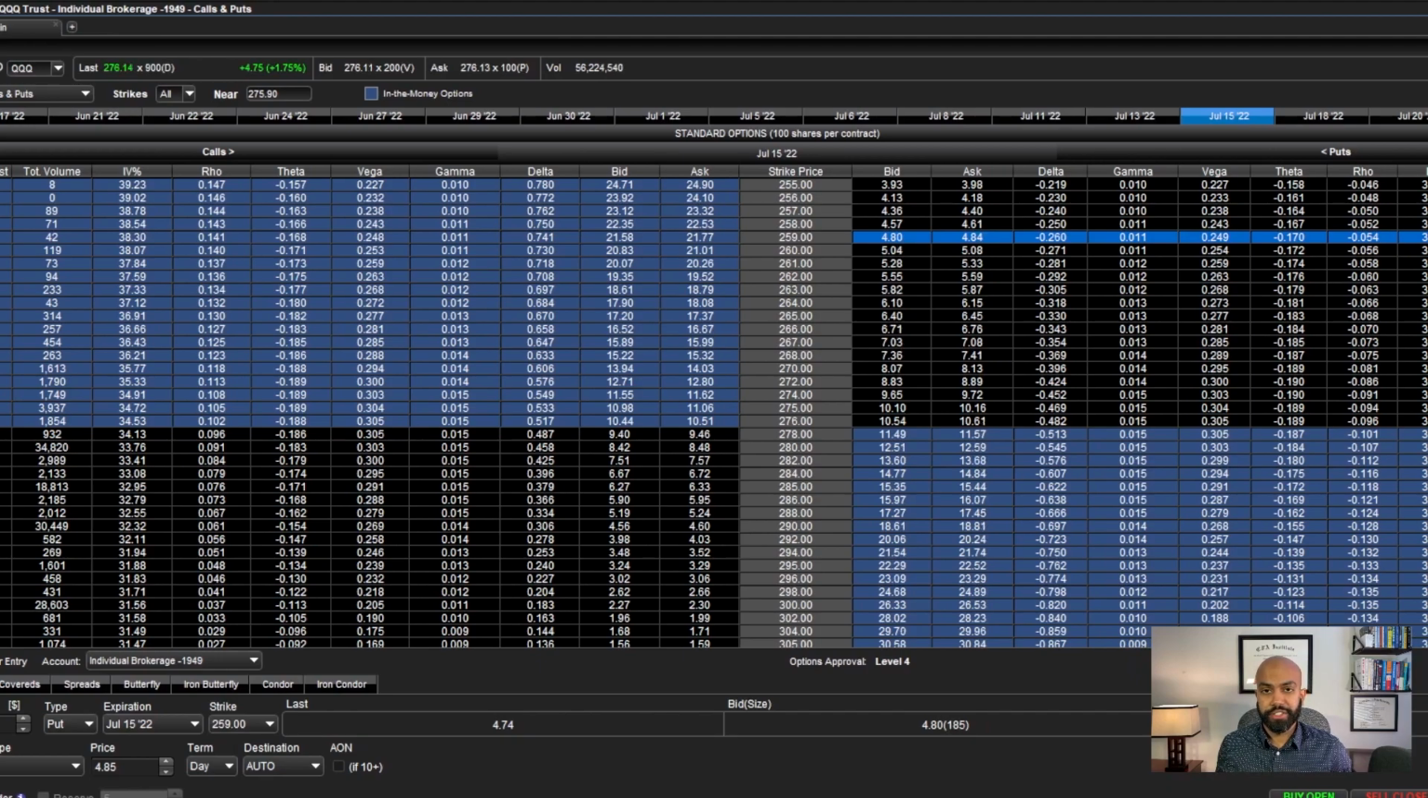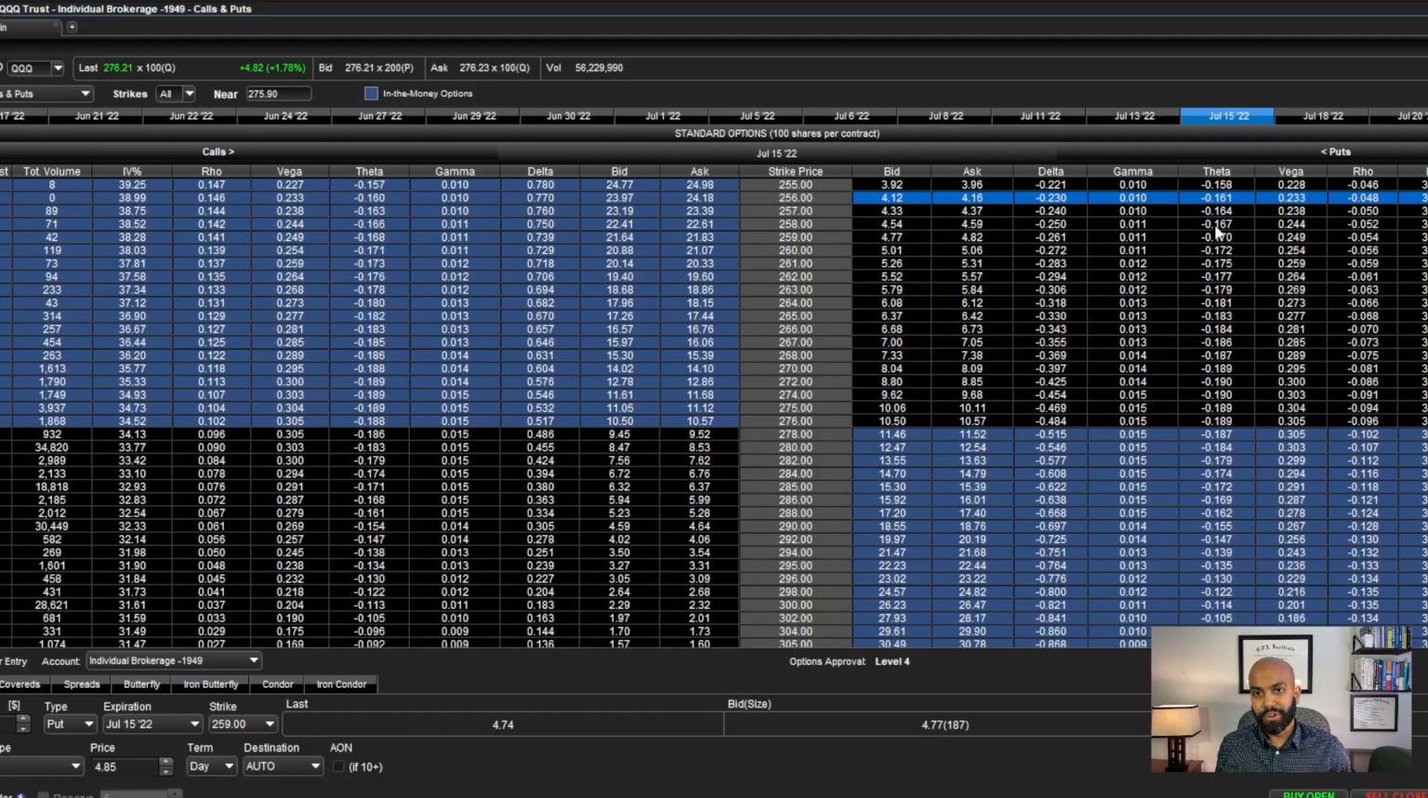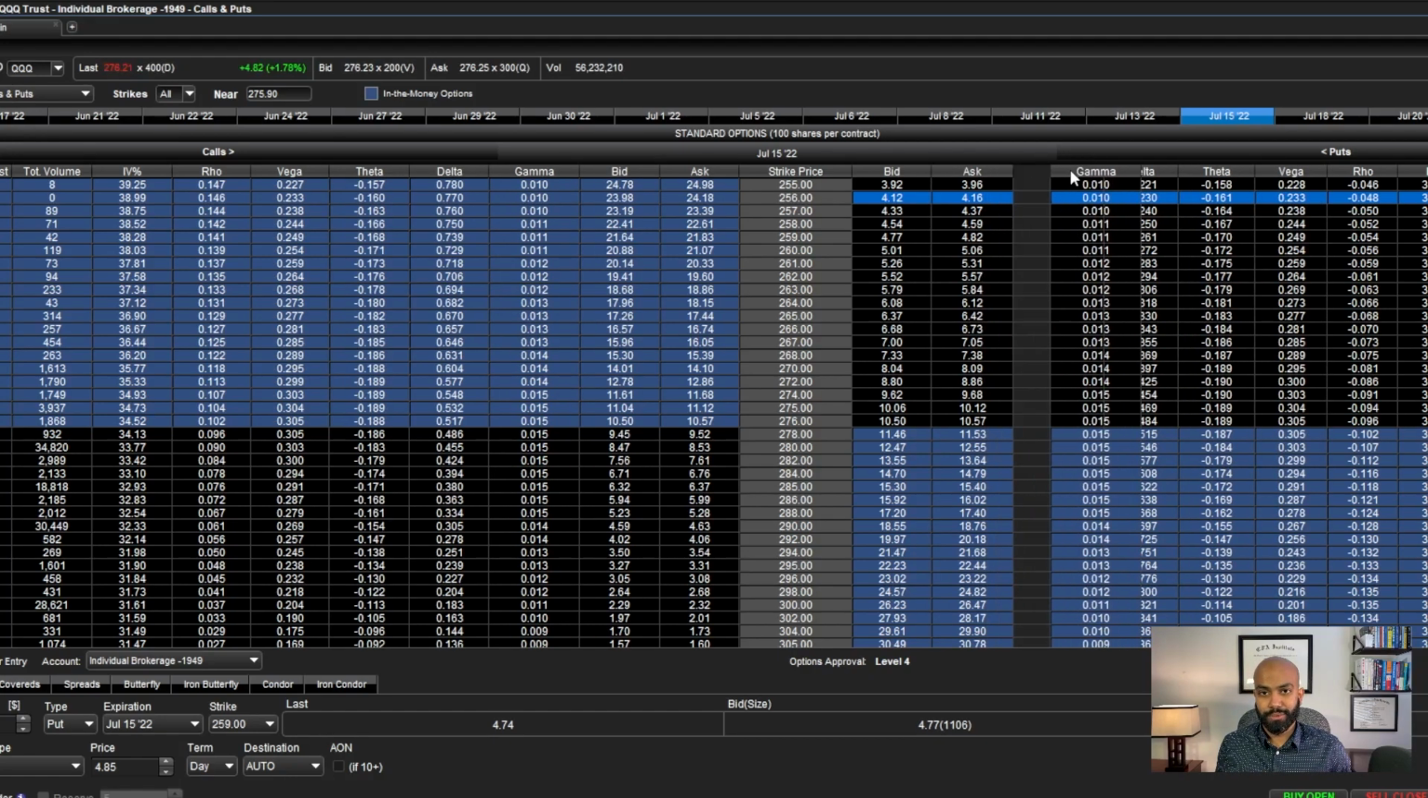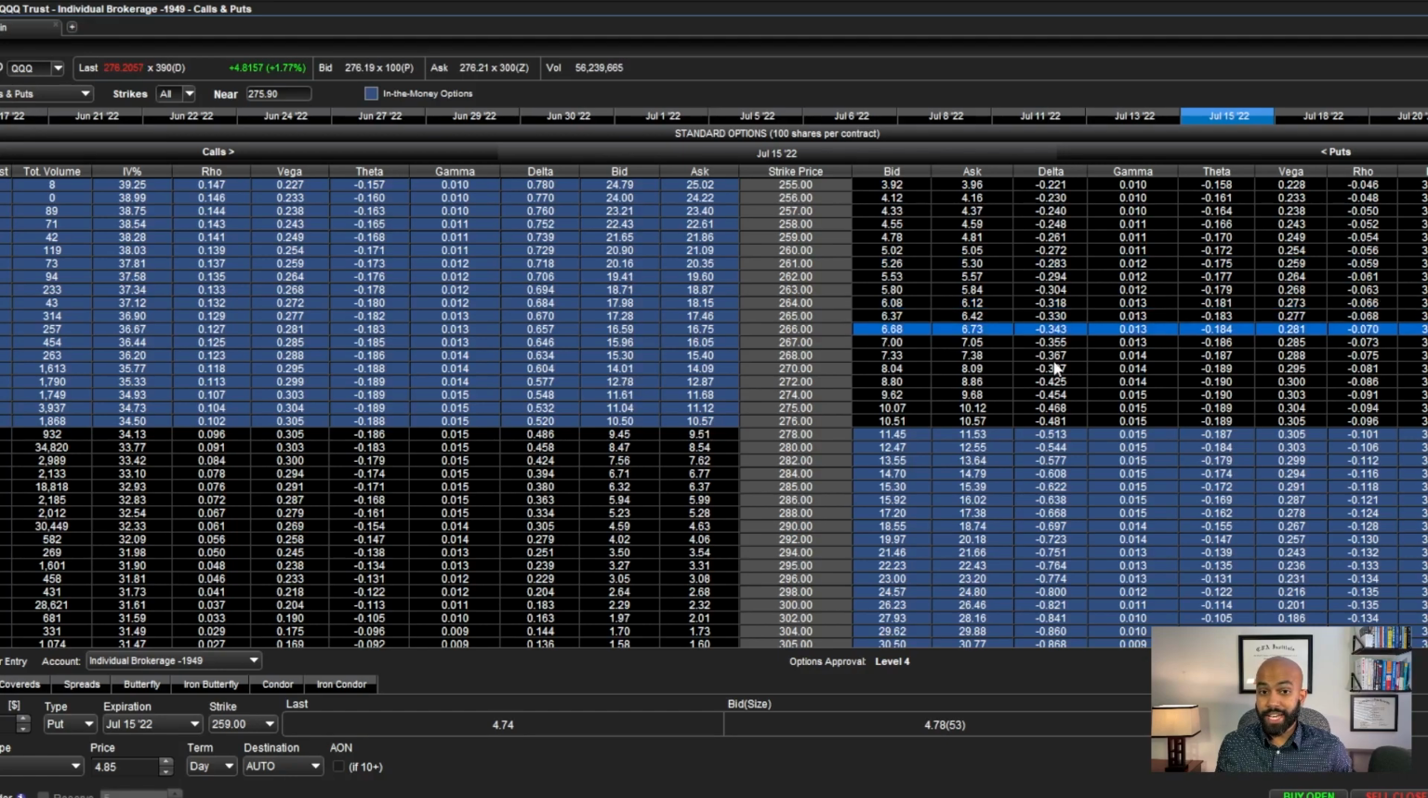Here we're looking at QQQ. You can see we have the columns for delta, gamma, vega, theta, and rho, and you can move them around however you'd like. Again, this is with E-Trade. You can see each one of them has its own numbers. So here you can see delta, gamma, theta, vega, and rho. Using these numbers, that's how these bid-asks are priced. Based on these inputs, the bid and ask is priced.